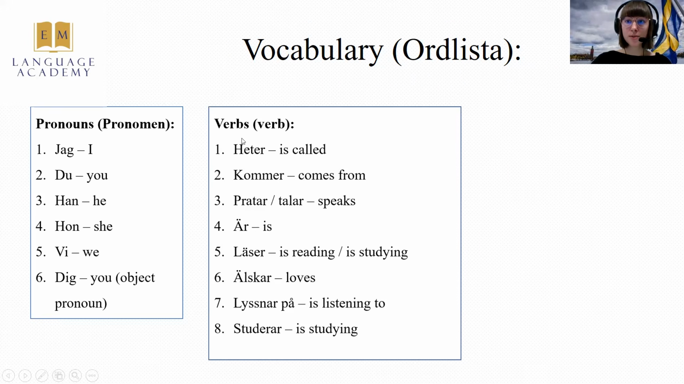Then we have verbs or verb. Heter is called. Kommer, comes from. Pratar och talar, speaks. Är, is. Jag är från Polen, till exempel, for example. Läser is reading. Now, another meaning of this word is also to be studying, right? So we may also say, vi läser svenska. We are studying Swedish. Or, jag läser en bok. I am reading a book. So, either to read or to study.